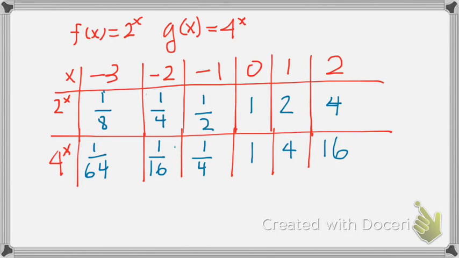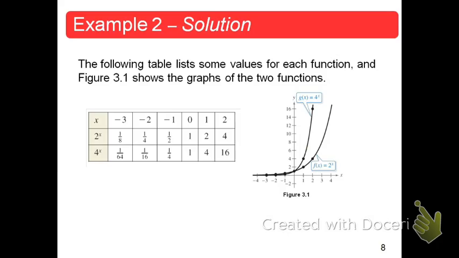Now we're going to also look at this g of x is equal to 4 to the x. Doing the same thing we just did for 2 to the x, we're going to get these values here. So for instance, 4 to the negative 3, we will have 1 over 4 to the third, which is 1 over 64. And we can go through this same pattern here to get this full line.